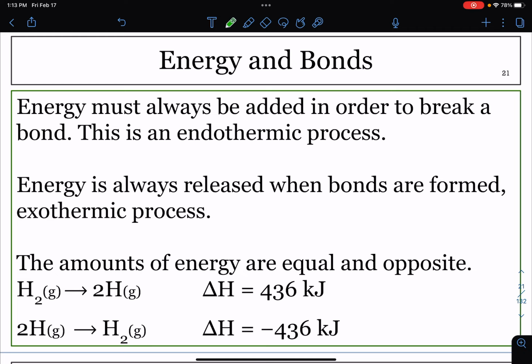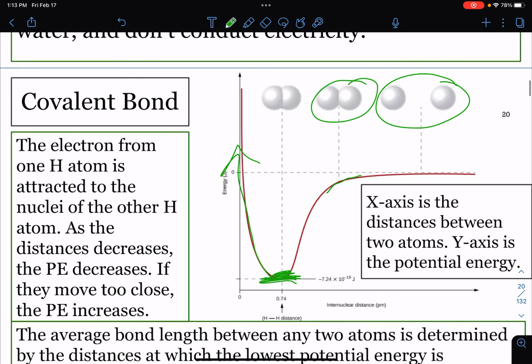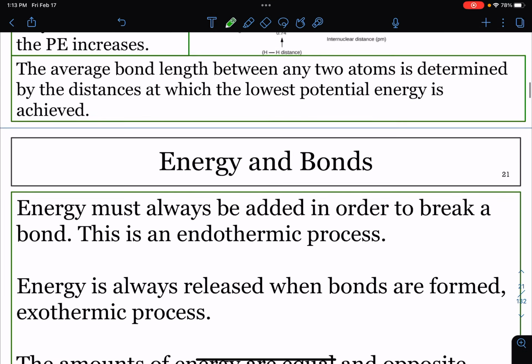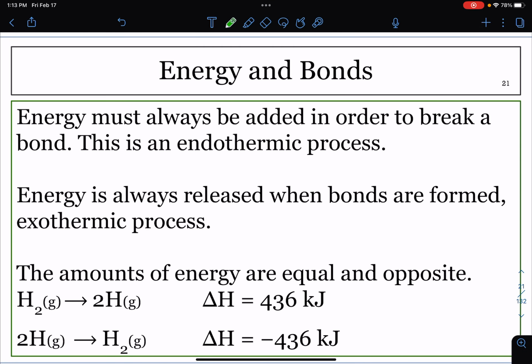Energy must always be added in order to break a bond. Another way to put this is the atoms must absorb energy in order to break the bond that they have. This is an endothermic process like we learned in our thermochemistry chapter. Energy is always released when bonds are formed, and this is an exothermic process. Remember, atoms want to have the lowest amount of energy when they form their bond. So they're going to release energy and then form their bond at a low amount of energy. The amounts of energy are equal and opposite for forming or breaking the bonds.